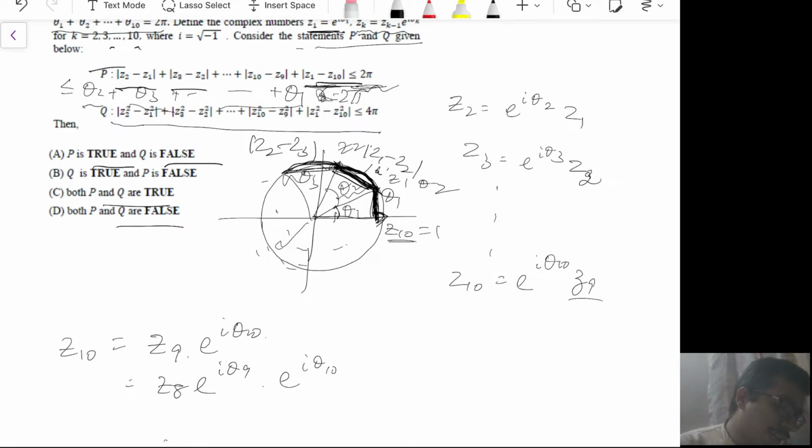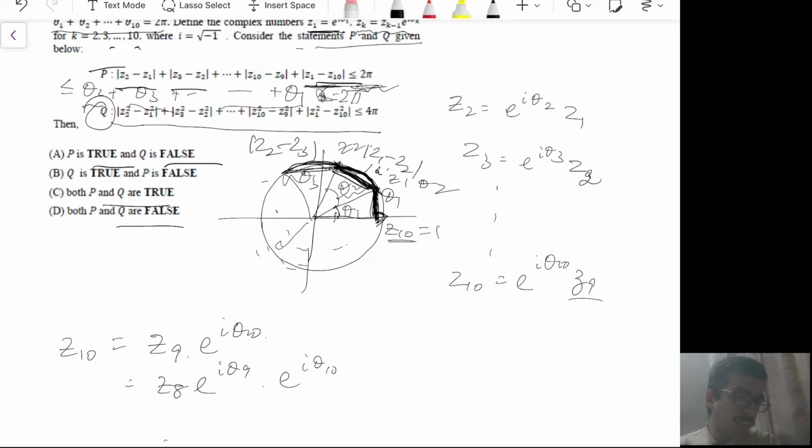Now let's look at assertion Q. In assertion Q, the points are replaced by their squared values. So the angles and the differences are now going to get doubled, because these are unit magnitude complex numbers. If you square them, they still remain unit magnitude, but the argument gets doubled. So the difference of arguments is also going to get doubled.